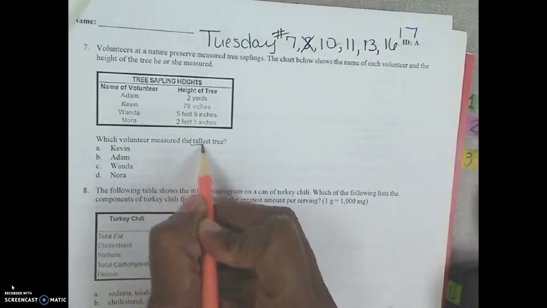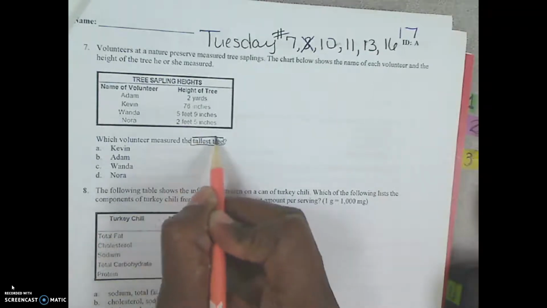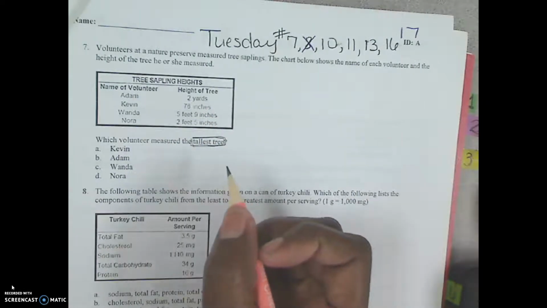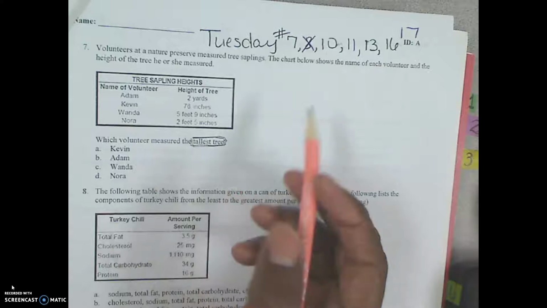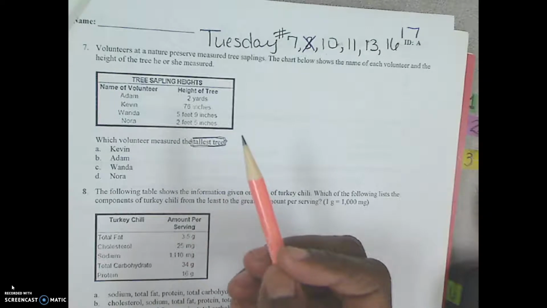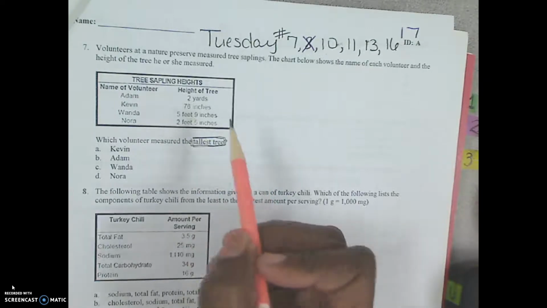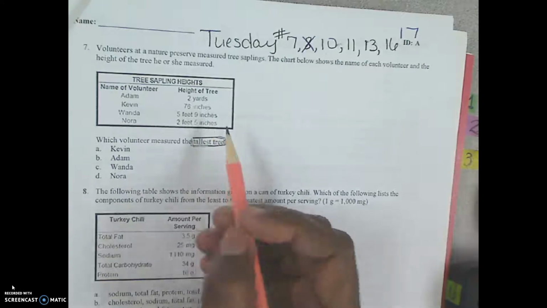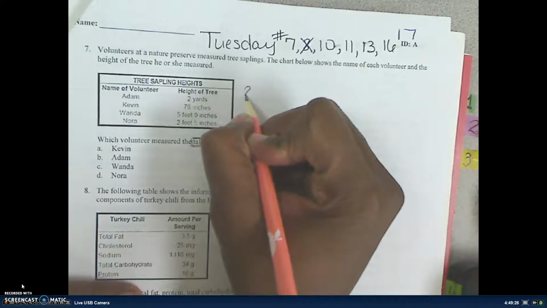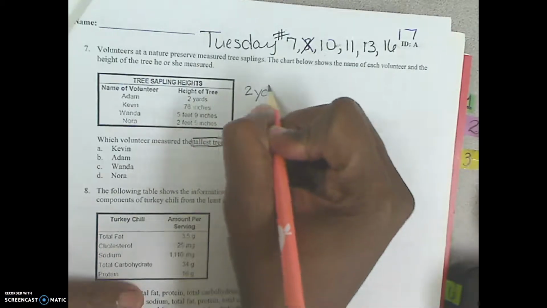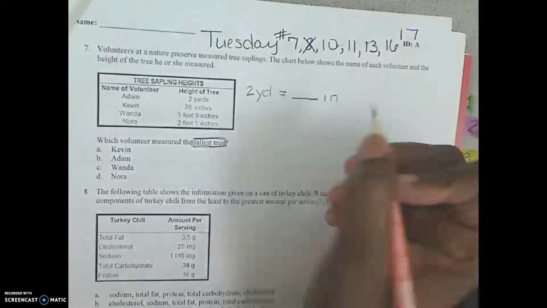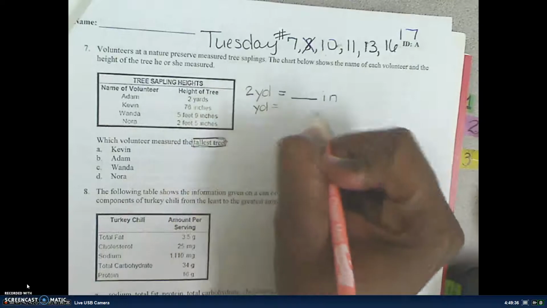Which volunteer measured the tallest tree? So I know I'm looking for the tallest tree, but that's hard to do if they're not in the same measurement. So I'm going to have to convert them. What's the easiest way to convert these? Should I convert them to yards, inches, or feet? Hopefully you said inches, because that's your smaller unit, right? And I'm going to take each one of these and convert them to inches. So I'm going to put 2 yards equals blank inches, like we did today in class.